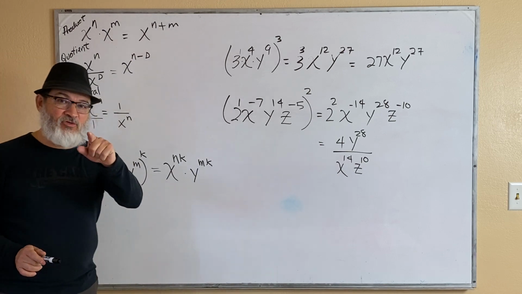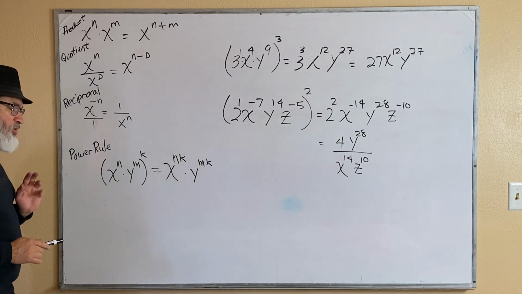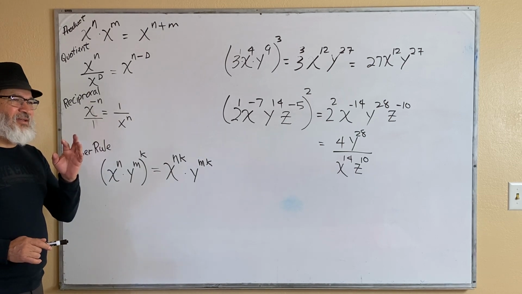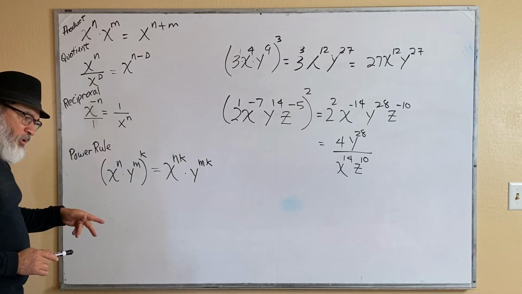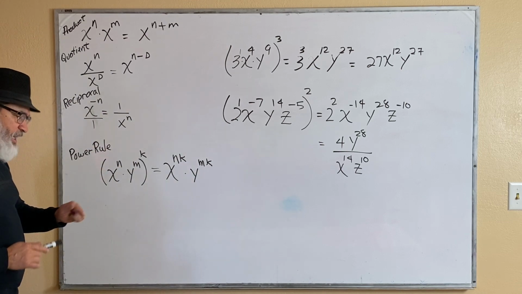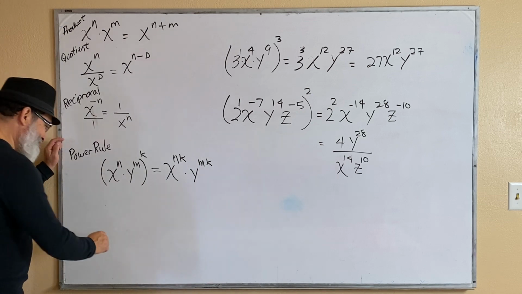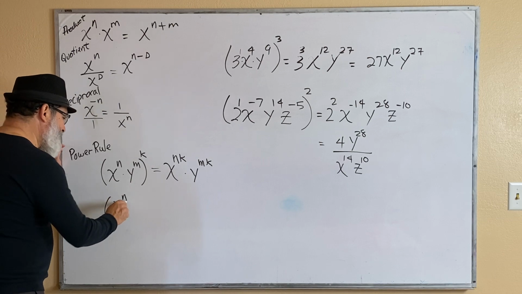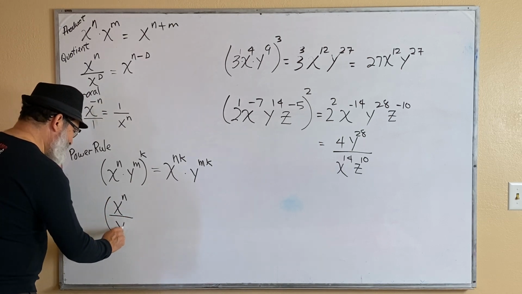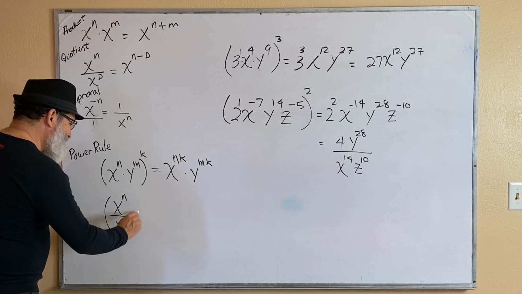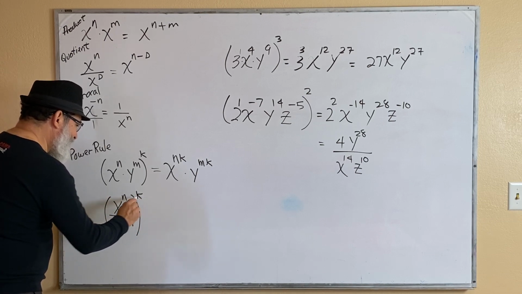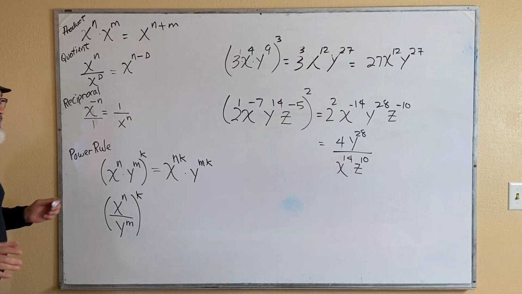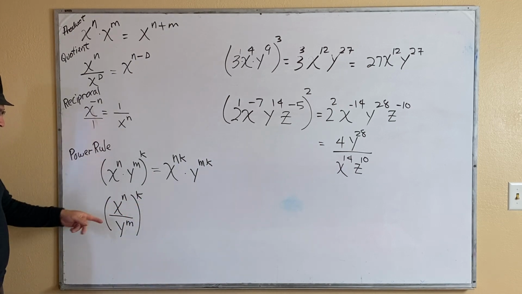By the way, there's another rule that I need to go over. This rule is called the power of a quotient. Yes, like this, look. There's the house. There's x to the n divided by y to the m, and this is raised to the k. So this is the power of a quotient. That's what I call it.